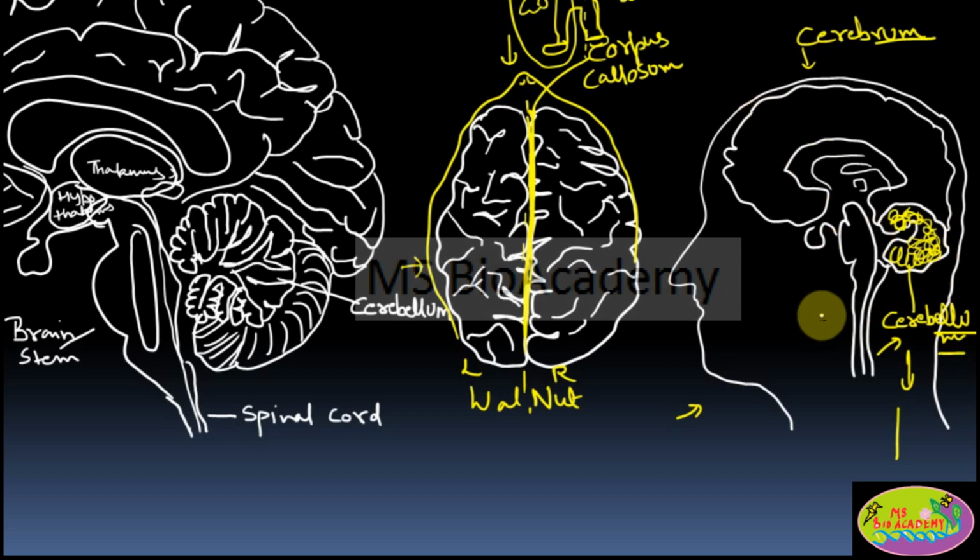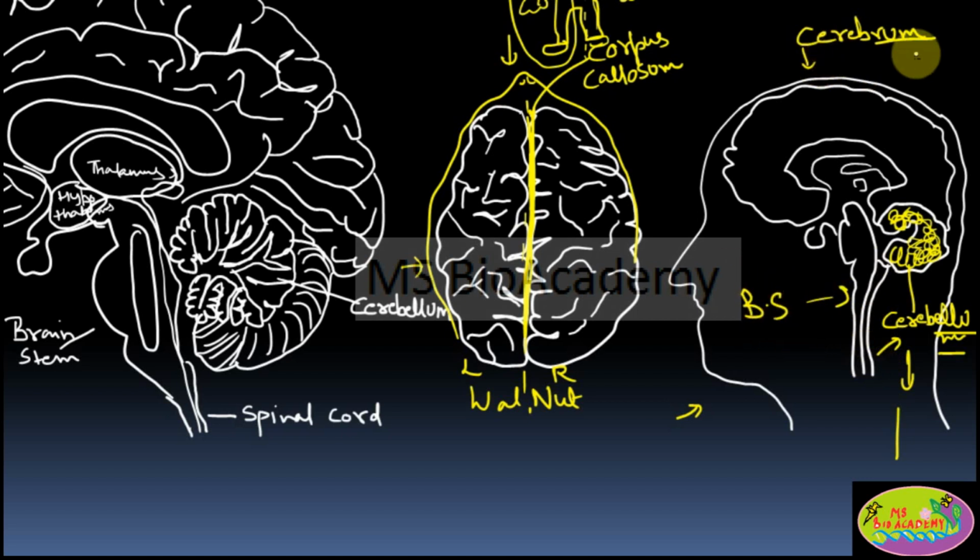Now the third part is known as the brainstem. You can see here, this is the brainstem. So these are the three important parts of the brain. The largest part is the cerebrum, then at the back is the small one known as the cerebellum, and at the base, joining the spinal cord, is the brainstem.